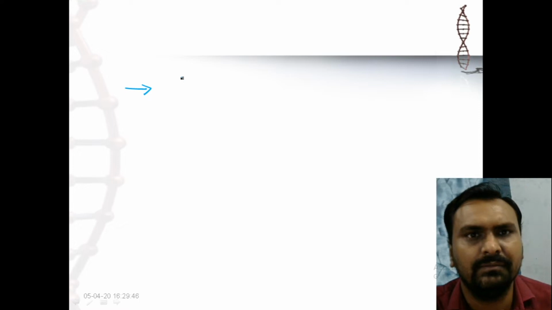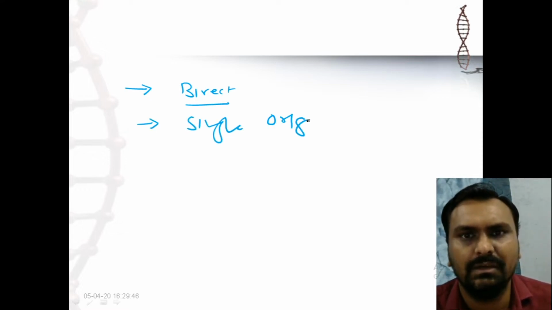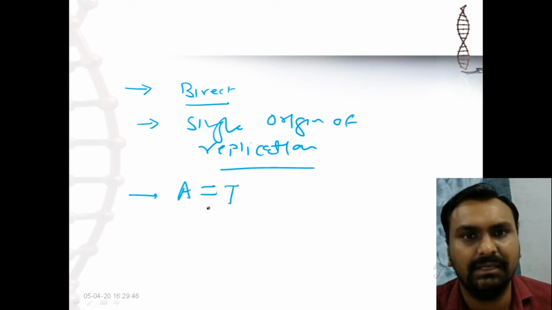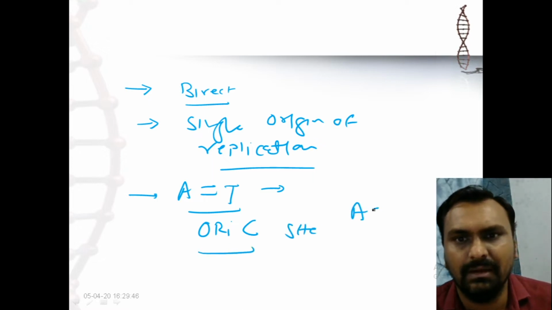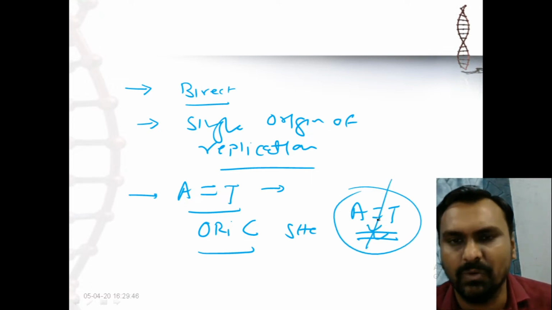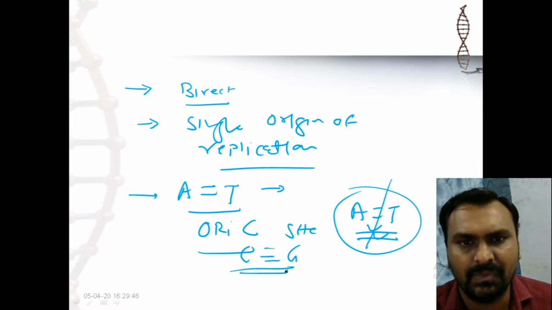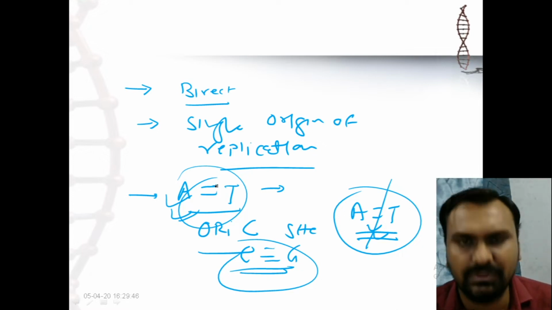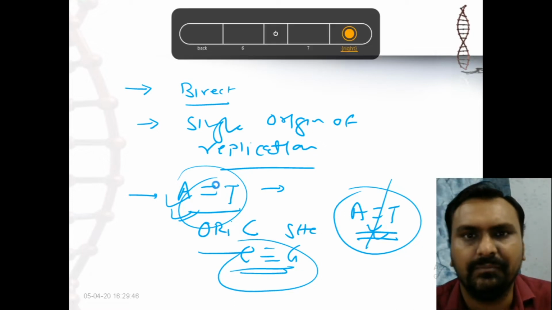And in prokaryotes, it takes place bidirectionally. Okay. And there is a single origin of replication, while in case of eukaryotes, there are multiple origins of replication. Okay, and replication starts at the AT rich sequence. Okay, that is called the OriC site, where there are multiple AT rich sequences. So as we know, AT has two hydrogen bonds as compared to CG. Okay, so it is easier. There is a weak bond between A and T, so two strands of DNA can be easily separated.